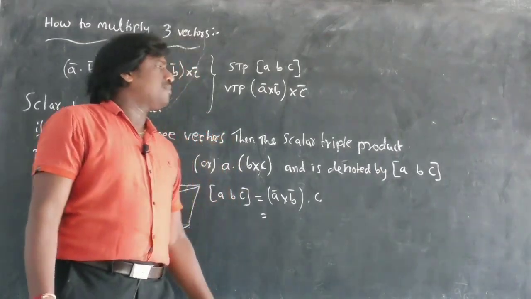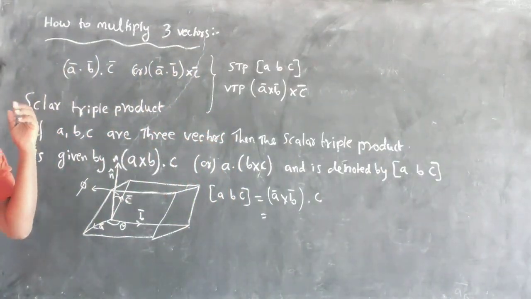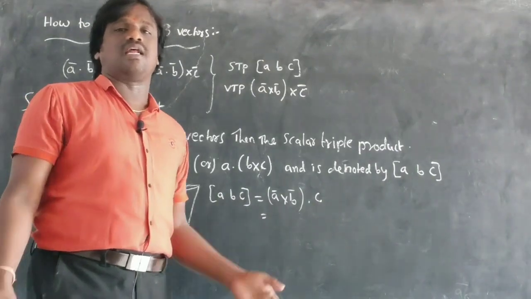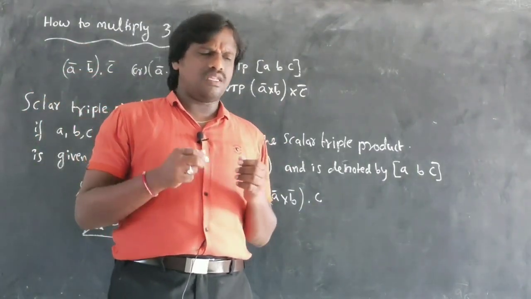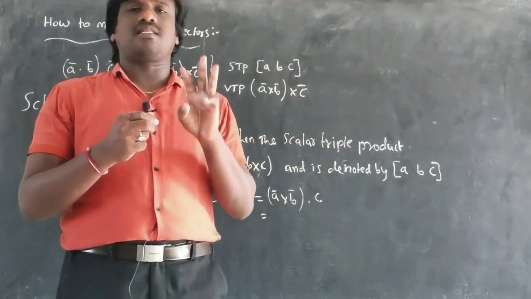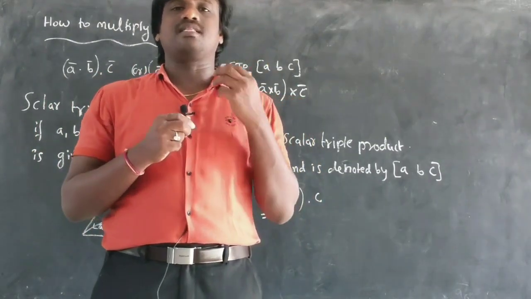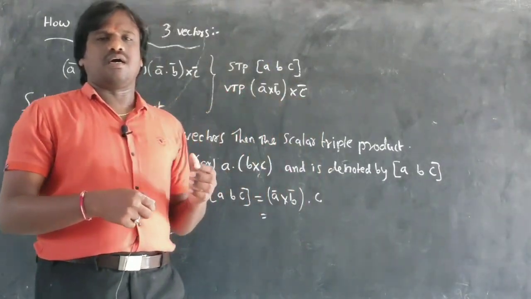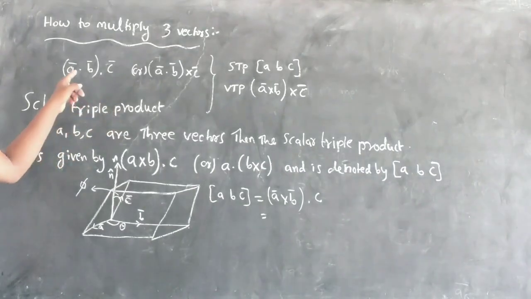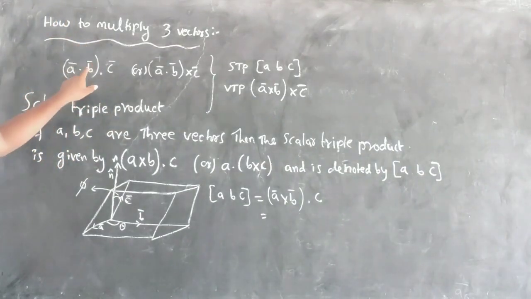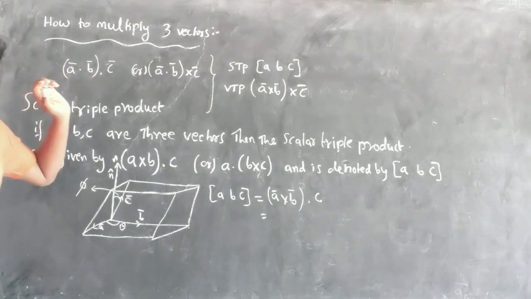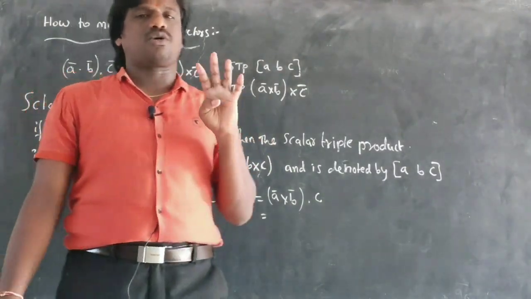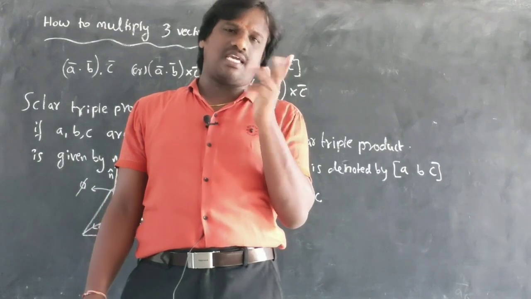Now see here, we are going to learn vector triple product and scalar triple product. Now, how to multiply three vectors? That is our agenda right now. If I have three vectors, let us take any vectors A, B, C. If I multiply, either I can use dot product or I can use cross product. Any two things I can do.